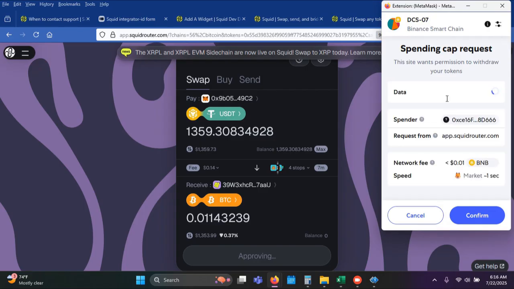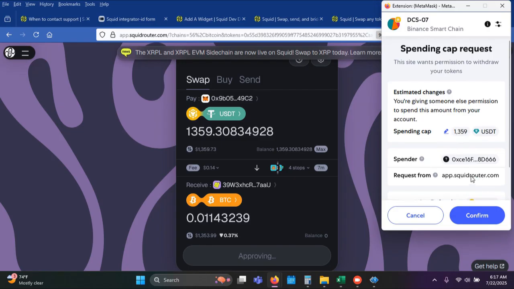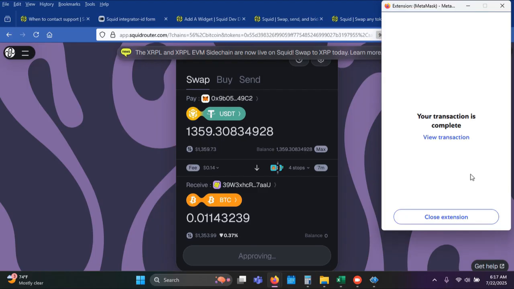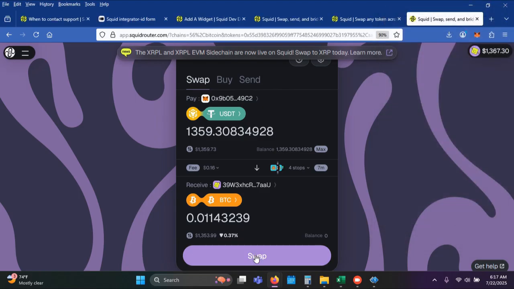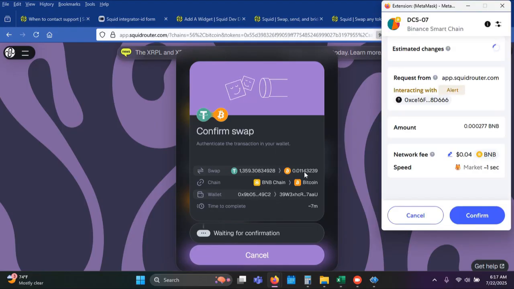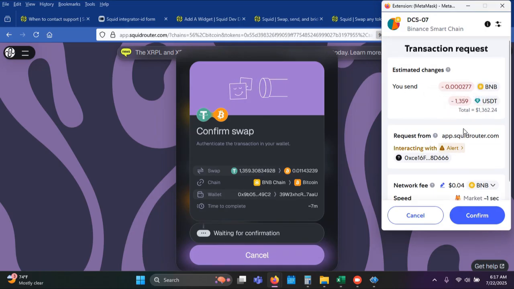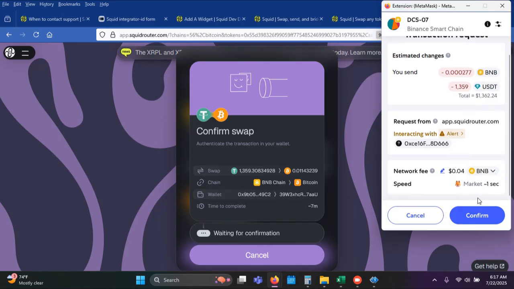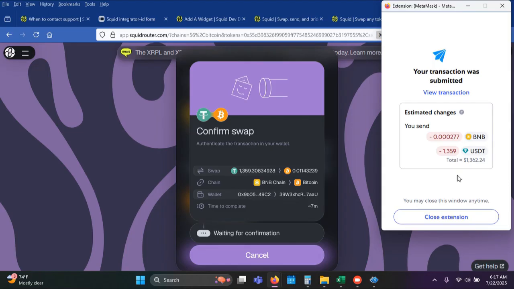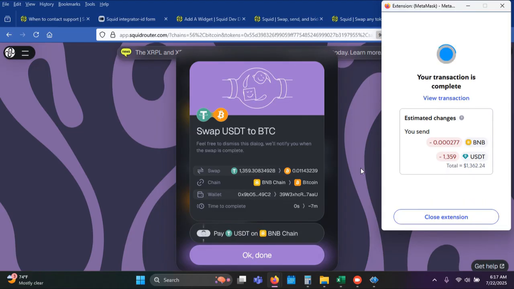Yep. So I'm going to set that spending cap request, 1359. Going to confirm that. Okay, and now I'm going to go ahead and do the swap. I'll be spending that, getting that much Bitcoin. You seeing that much? Okay. Action alert. That's cool. And I'm trusting Squid Wallet to go from USDT to Bitcoin because I've used it on numerous occasions to go from Bitcoin to USDT. And the swap process has begun.